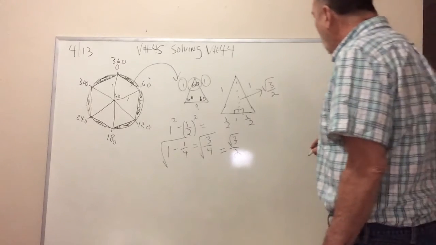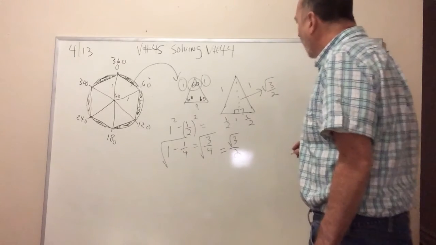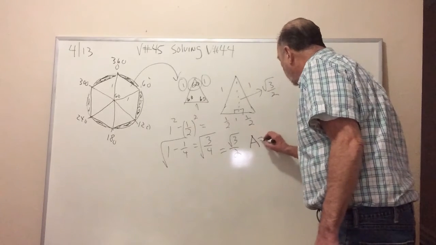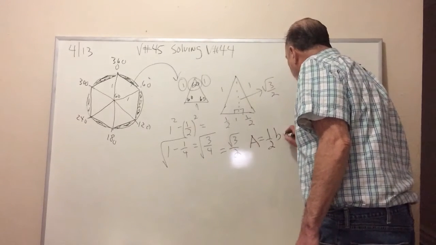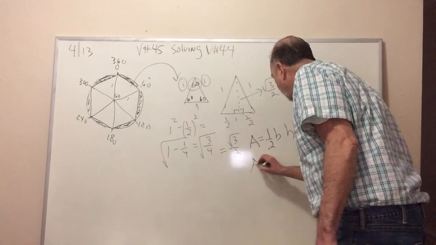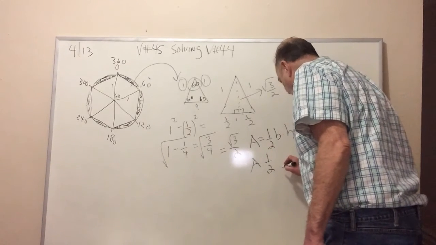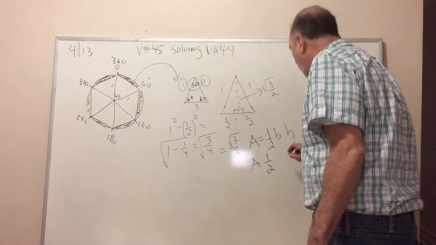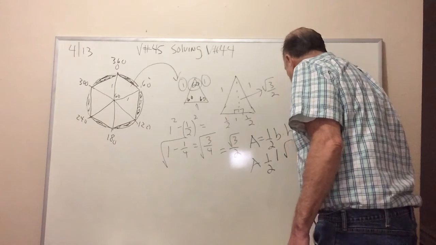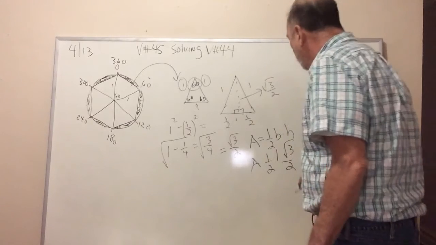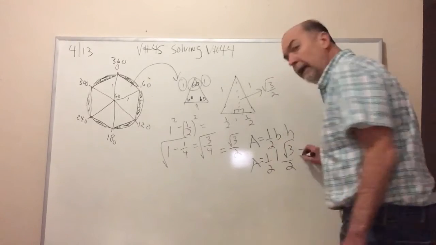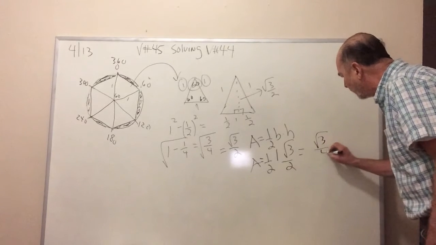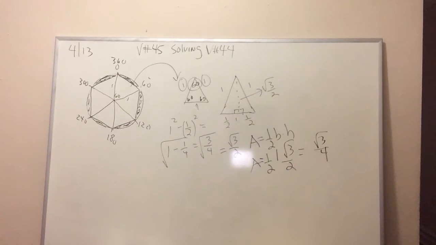Next, I have to use the formula for any triangle in the universe. The area equals 1/2 base times height. In other words, the area equals 1/2 times the base, which of course is 1, and the height, which we just calculated, radical 3 over 2. So the area for this guy equals radical 3/4, as we calculated before. Not a bad idea to do it again.